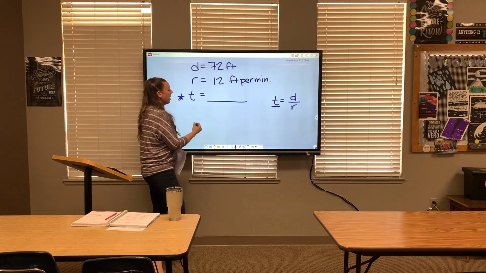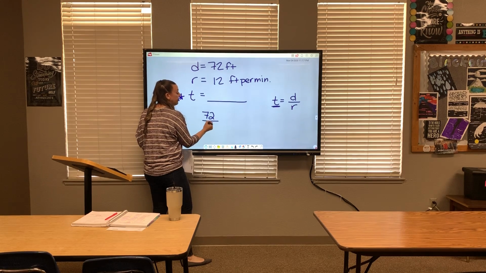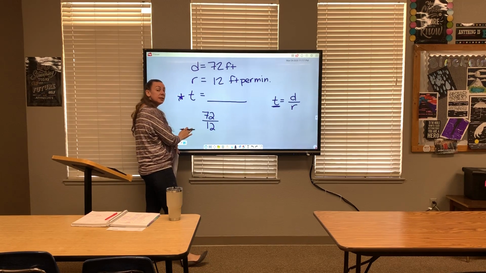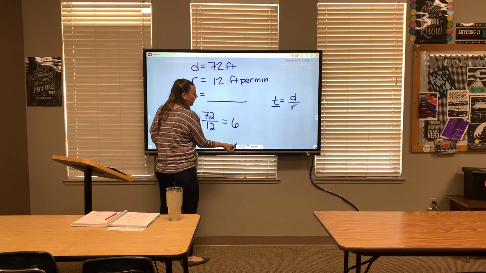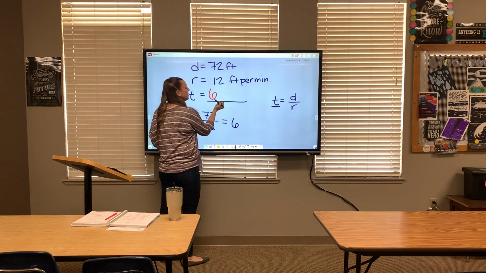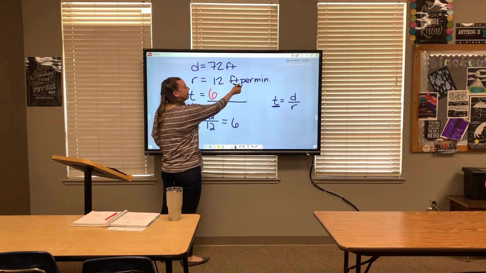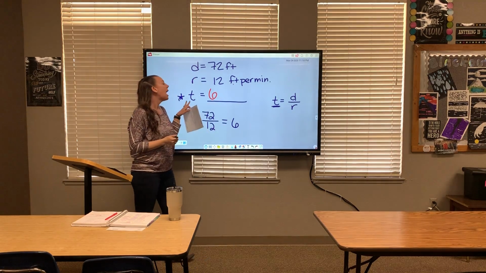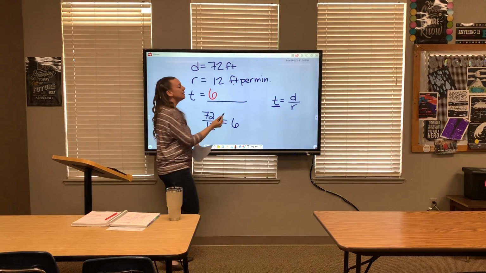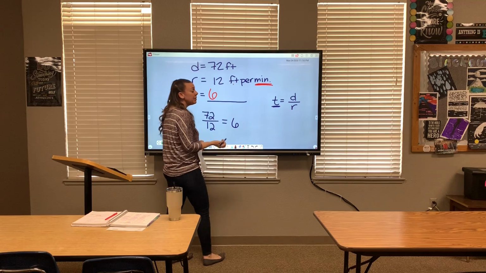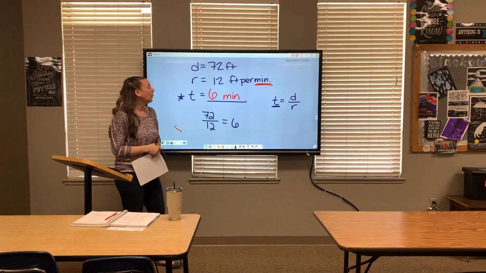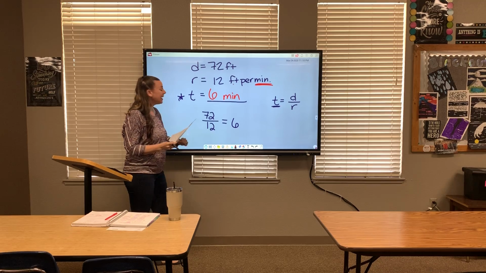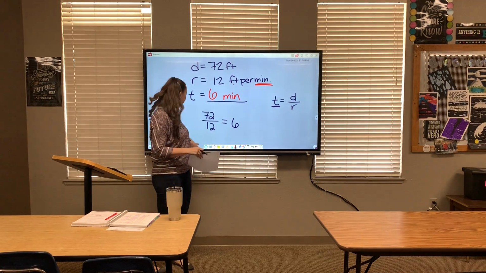So in this case, I'm going to say 72 divided by 12, because that's my distance divided by my rate. 72 divided by 12, I know is 6. So I'm going to go ahead and put that answer there, 6. I have feet here, I have feet per minute here, and this is time. So the one label that makes the most sense for time is minutes. So my answer here is going to be 6 minutes. Okay? We'll go ahead and do number 4 together, and then I'm going to set you free.